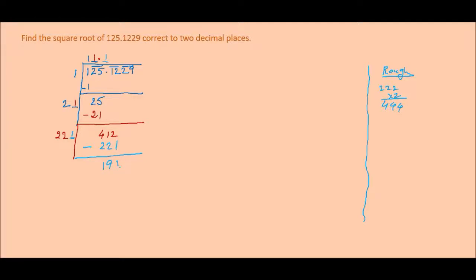So the remainder is 191, and we bring down these two, 29. This is 191, and 19129 becomes the entire dividend, the present dividend. The quotient obtained so far is 11.1. We will be ignoring this decimal point for the calculation part. So the quotient is 111, which when doubled will be giving us 222.